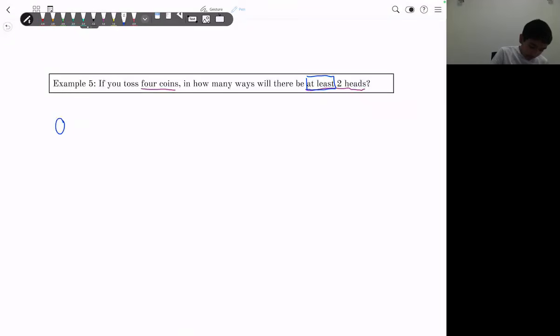So what if we have 0 heads? Then all coin flips must be tails, right? Because if there's 0 heads, there are 4 tails. There is just one way for this.